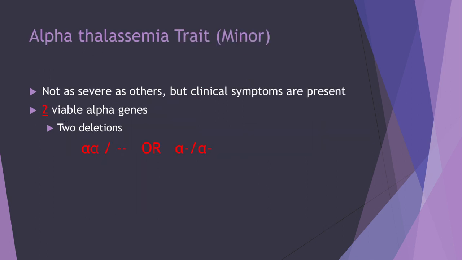Then we have alpha thalassemia trait, or according to that one picture, also called disease, also called alpha thalassemia minor. Lots of names for everything. This is still not as severe as some of the other alpha thalassemias. We still have 2 viable alpha genes. So we have 2 deletions, and it can be on the same chromosome or a deletion on both chromosomes.